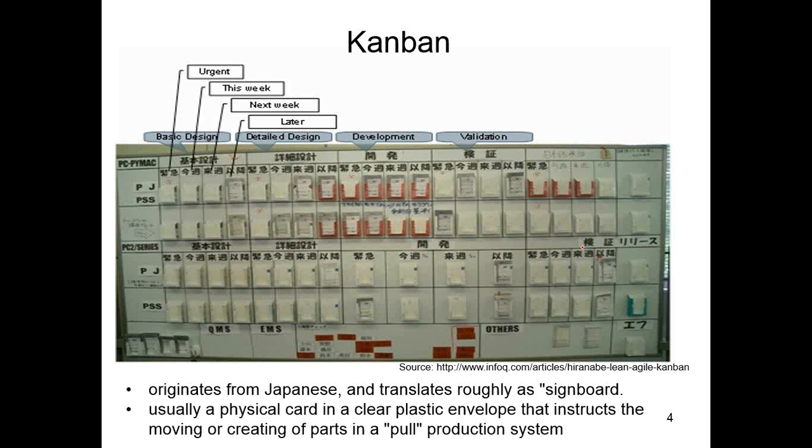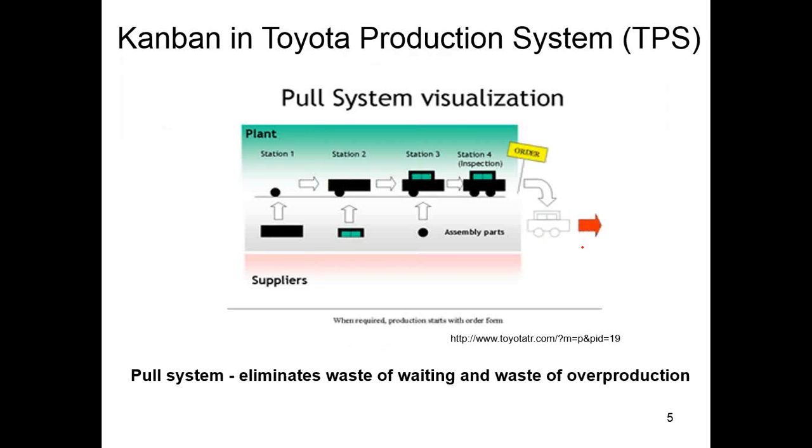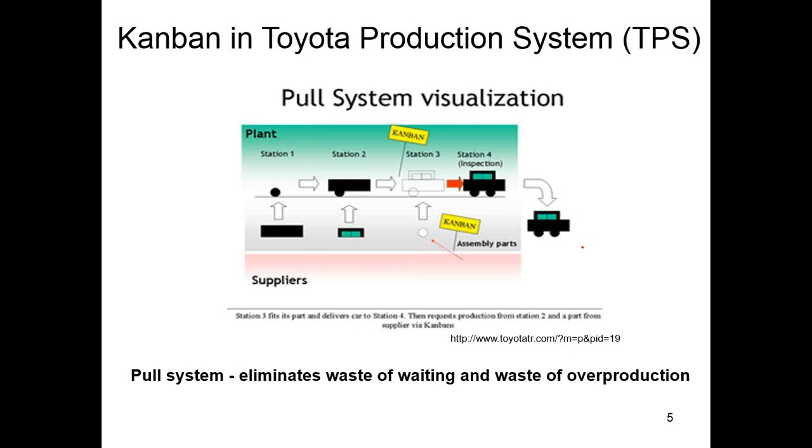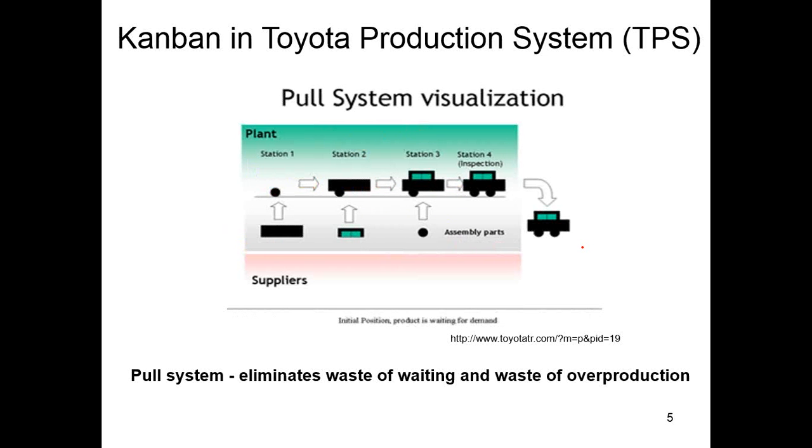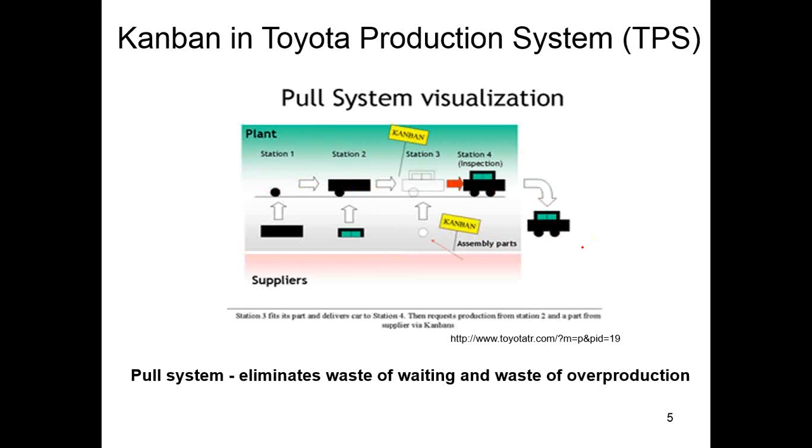What you can see on the screen is a Kanban board which is there in one of the manufacturing industries. It's not from Toyota, I think it's from Yamaha, where they use the Kanban board to manage the flow of work. So let's try to understand in a little more detail how Kanban basically helps you to eliminate the wastage which comes due to overproduction.